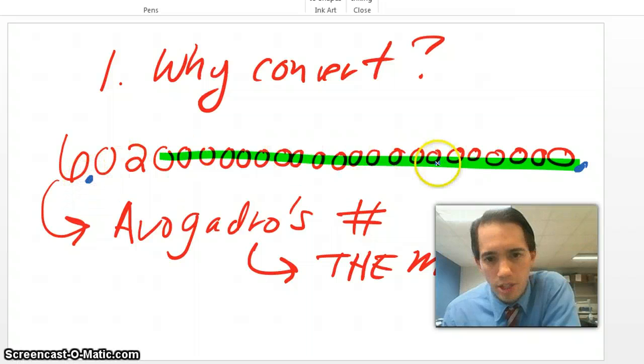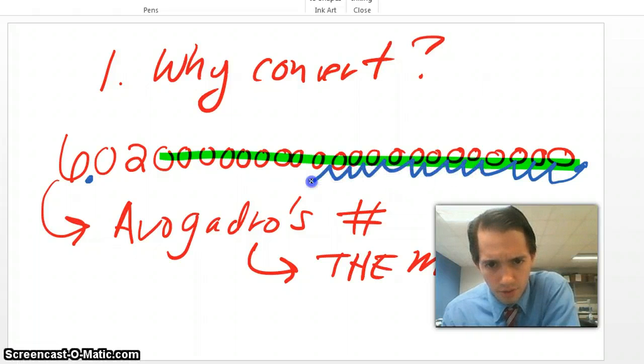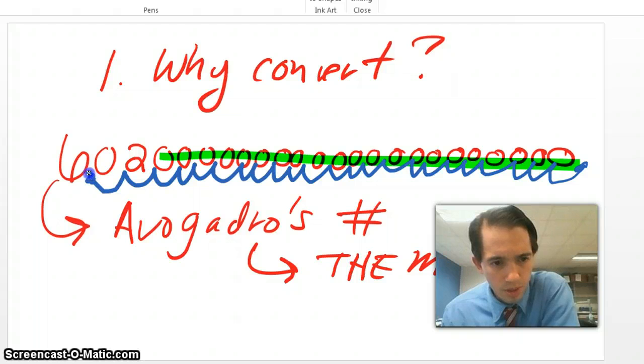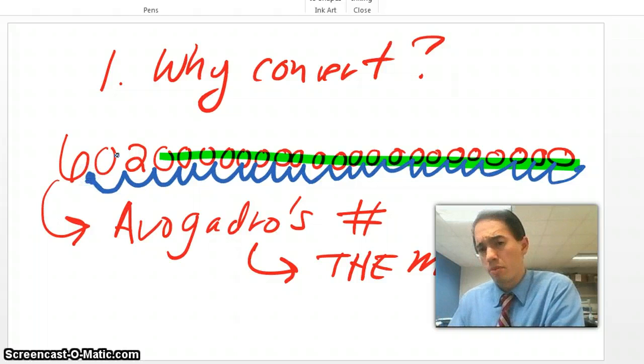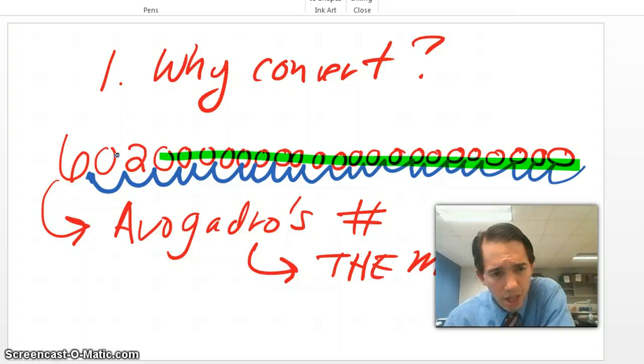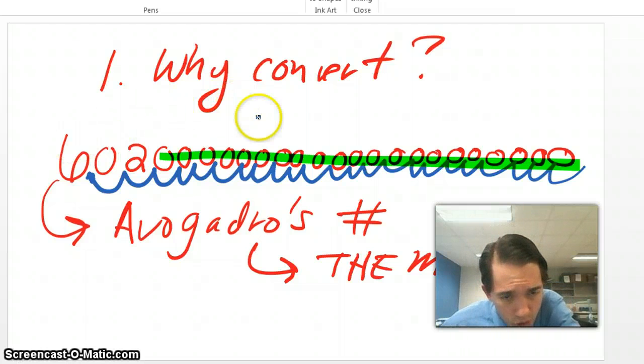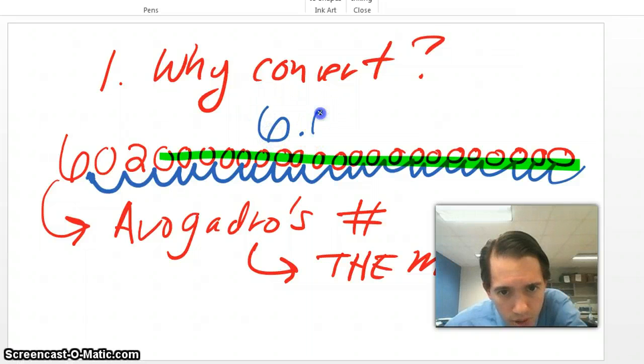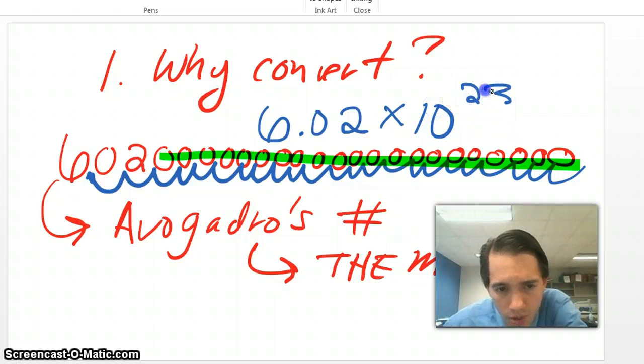So I'm going to move my decimal point and count: 1, 2, 3, and so on, up to 23. This should be 23 times, maybe I miscounted. But when I move it 23 times to the left, that allows me to drop off these zeros, and I get the number 6.02 times 10 to the power of 23.